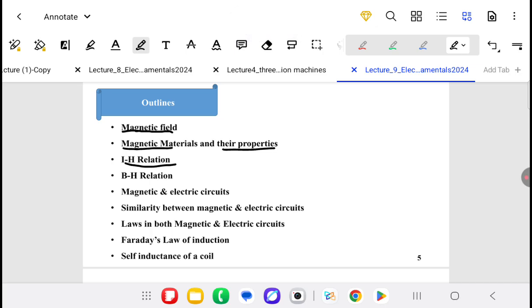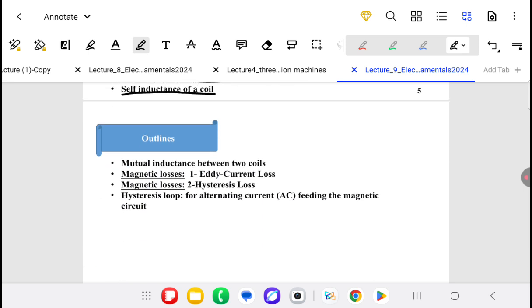I-H relationship and B-H relationship, then the magnetic and electric circuits and similarity between electric and magnetic circuits, the laws imposed on magnetic and electric circuits, Faraday's law of induction, then self-inductance of a coil. After that, mutual inductance between two coils, two types of magnetic losses, which are the eddy current loss and the hysteresis loss. Last but not least, the hysteresis loop for alternating current AC feeding magnetic circuits.